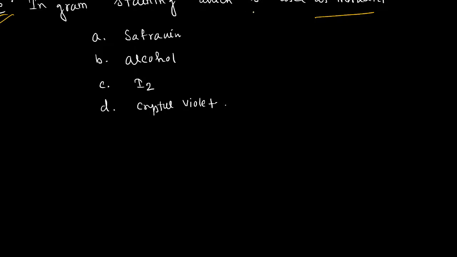In gram staining, which is used as mordant? Safranin, alcohol, iodine, crystal violet. Okay, everyone is saying it's iodine. Fantastic.